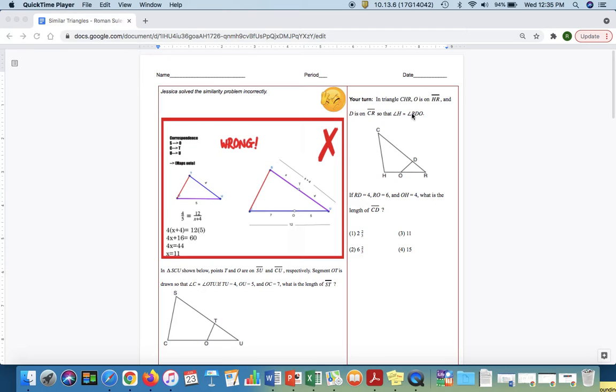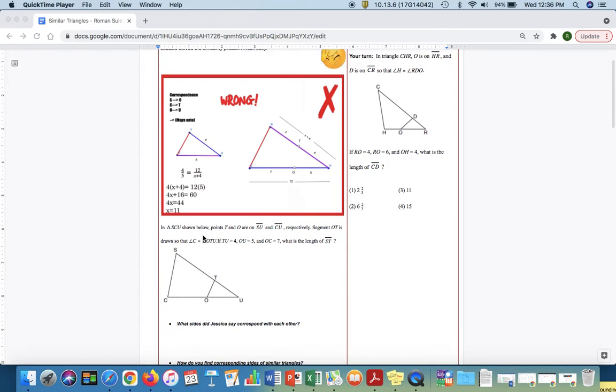This routine is centered around error analysis, and this is a template that you can choose to use in your classrooms. So we'll notice here that I have a little emoji with an upset face, and I have a model example that is done incorrectly. So here I have written that Jessica solved the similarity problem incorrectly, right? And we have the original problem below.